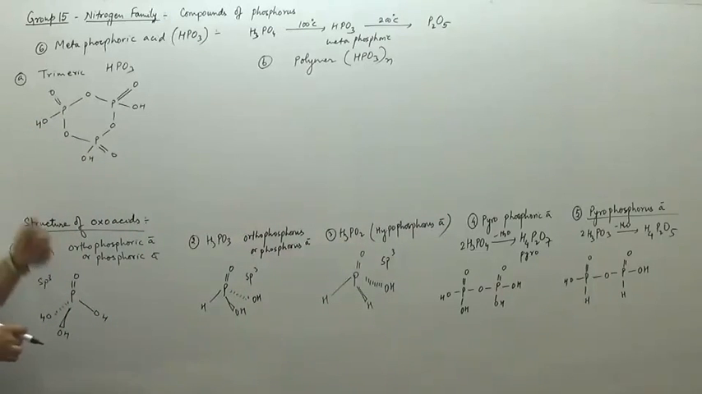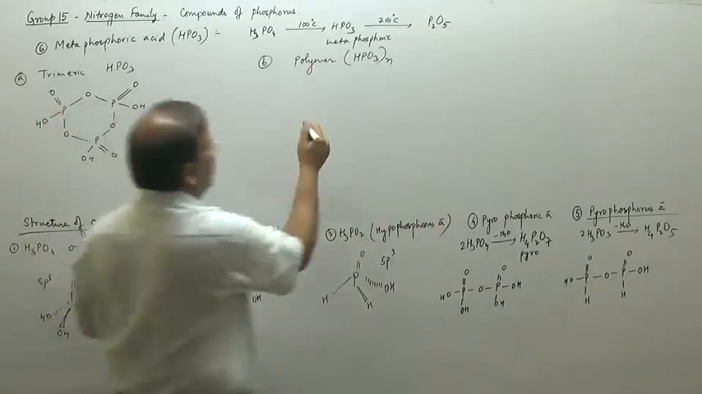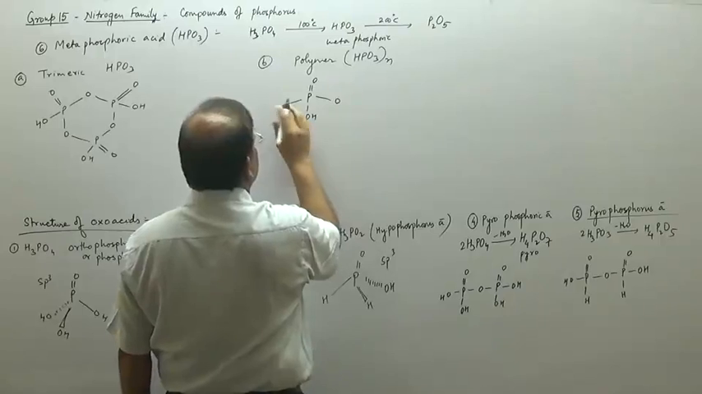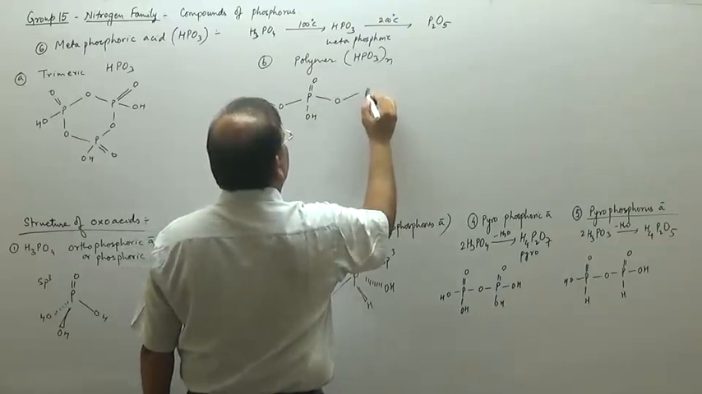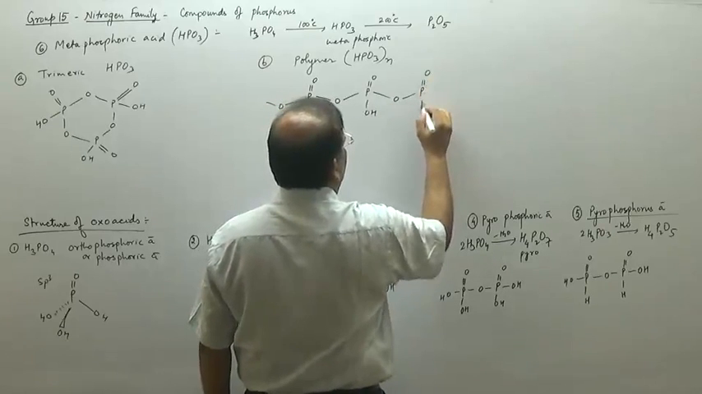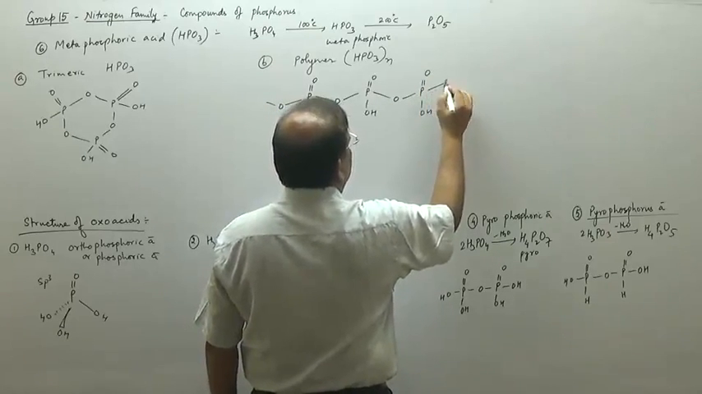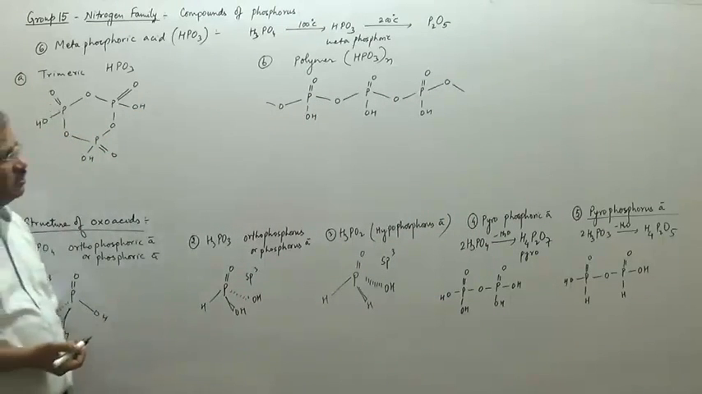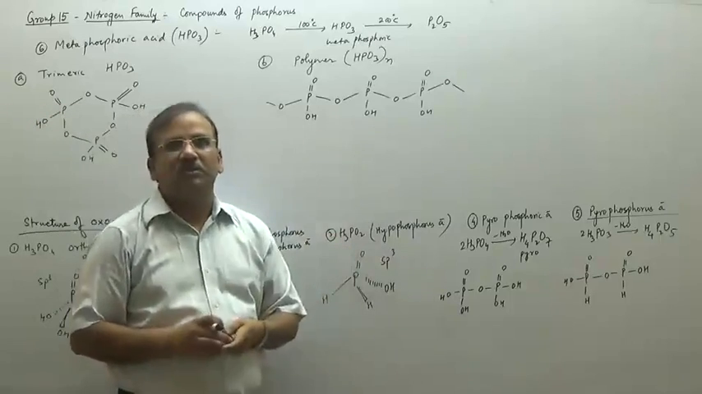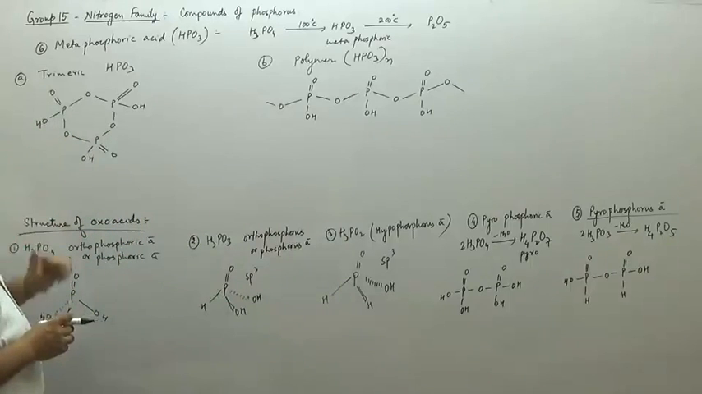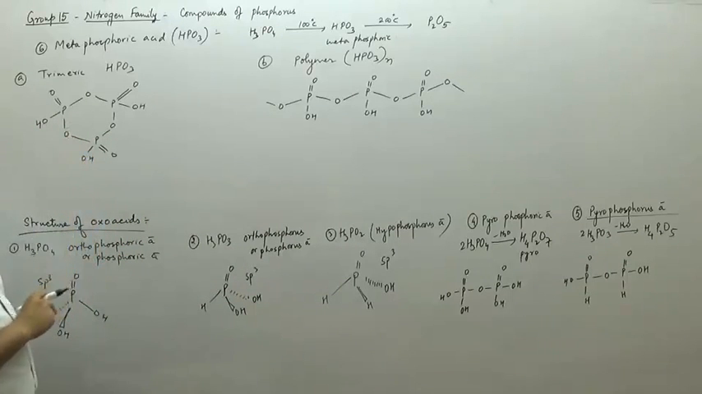Now for the polymeric, in this case you open this chain and you'll get a polymer. So you write P double bond O, OH, like this, again P double bond O and OH, and P double bond O and OH. So that is how the polymeric is. The polymeric metaphosphoric acid will be like this, having one OH on each phosphorus. This is how we get the polymeric, and this is how we get the trimeric metaphosphoric acids. These are the structures of metaphosphoric acid.